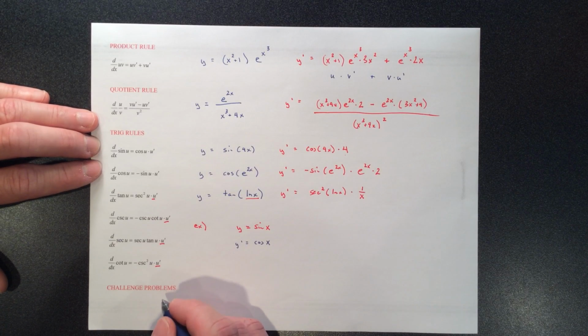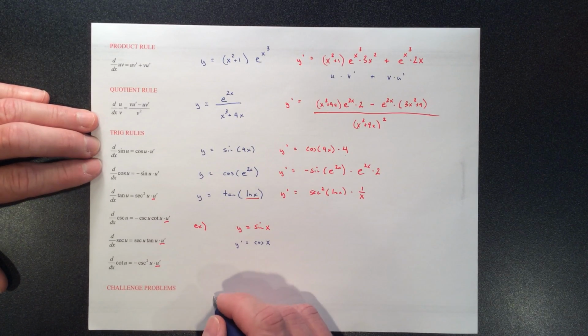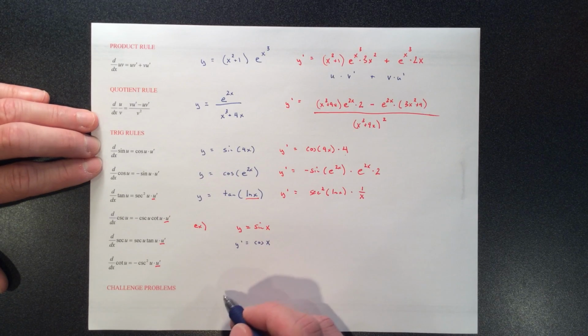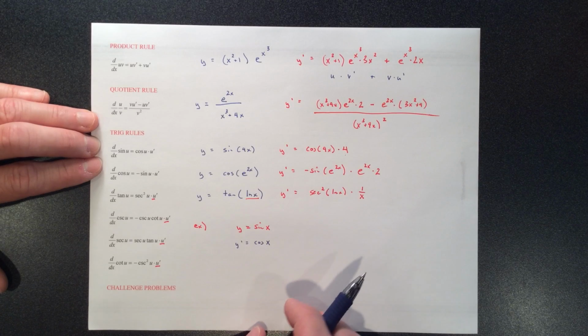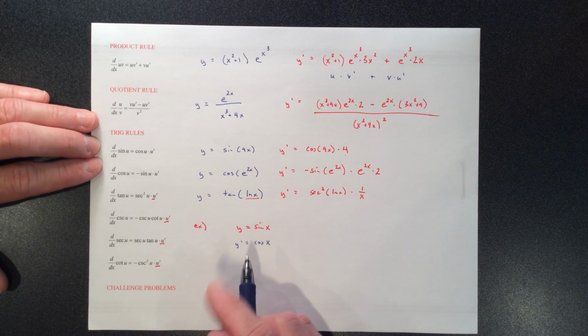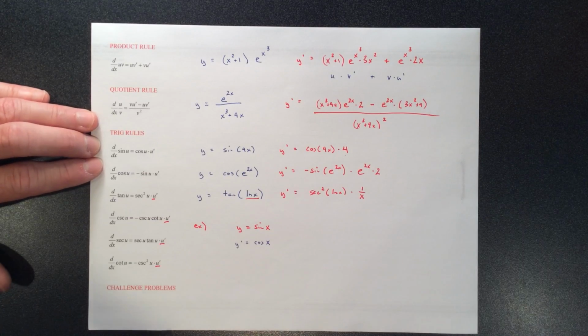Okay, I'm going to save the next video for challenge problems. So if you want to see maybe a quotient rule and a product rule at the same time, if you want to see the triple product rule, what if you have a function times a function times a function? What if you want to see a power rule and a trig function at the same time? We'll take a look at those in another video, but hopefully this gave you the basics.